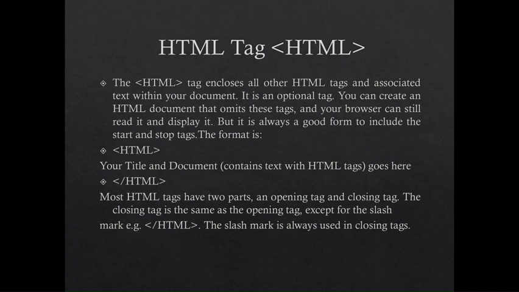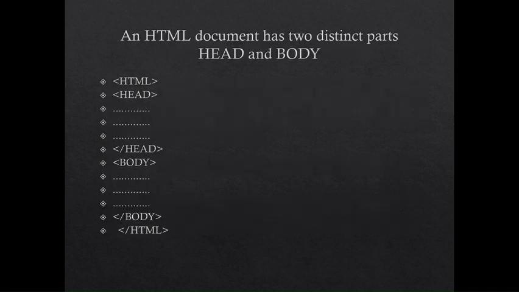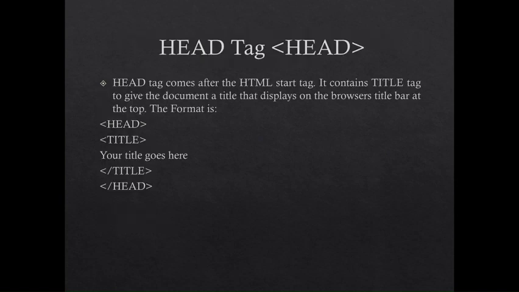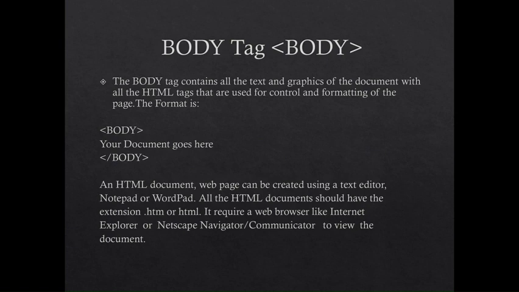Most of the HTML tags have two parts, an opening tag and a closing tag. The closing tag is the same as the opening tag except for the slash. The slash mark is always used only in the closing tag. The HTML document has two distinct parts, that is head and body. What is the head tag? The head tag comes after the HTML start tag. It contains the title tag to give the document a title that displays on the browser title bar at the top. The format is head, followed by title, your title goes here, closing title and closing head.